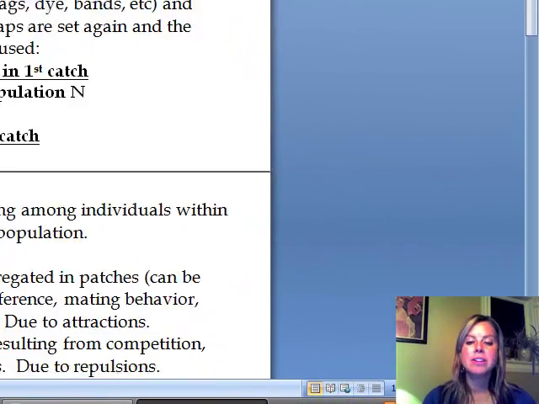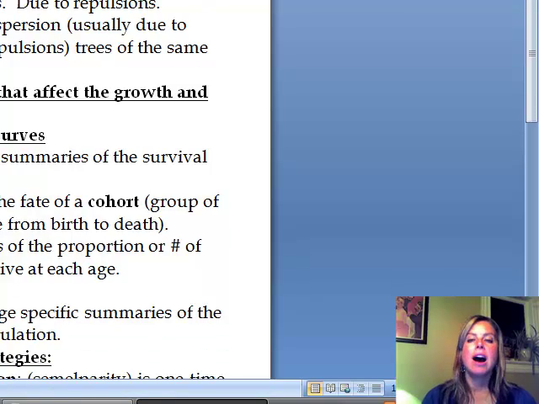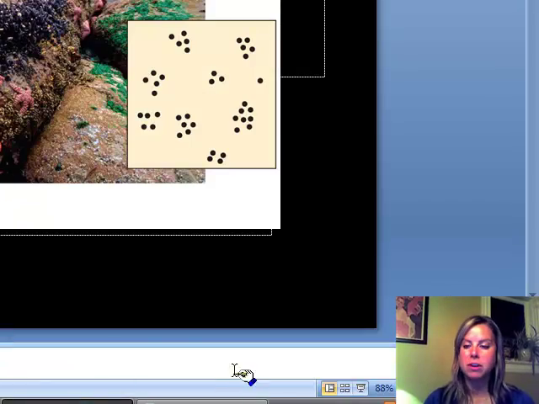Then the next part is you need to look at dispersion patterns. And that's going to be what type of spacing the individuals have between them. And there's different things that will cause those to happen. So there's clumped, uniform, and random. And I think this is easiest if I show you the pictures of them.